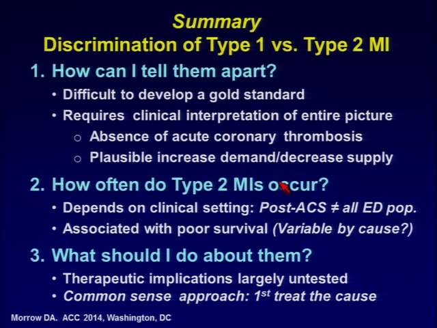So how can I tell these type 2 MIs apart? It's difficult to develop a gold standard, but I think you can use your clinical interpretation of the entire picture, the absence of coronary thrombosis if you know it, and the most important, that there's a plausible increase in demand or a decrease in supply. How often do they occur? It is very variable, from 3.5 to 70%. I think we have a lot to learn, and we really need to understand the population in which you're studying it, because that's going to apply to how often it occurs. And what should I do about them? Common sense approach is where we stand right now.